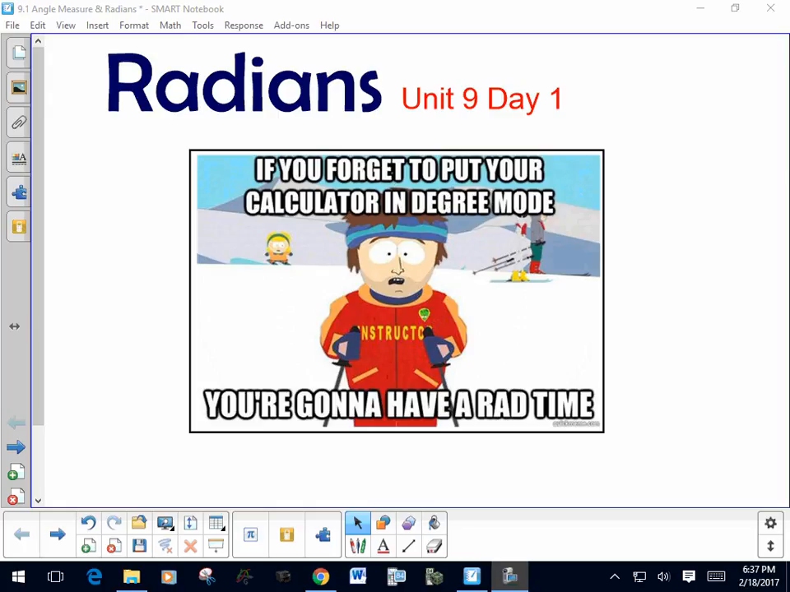We're starting our new unit. We're going to continue to work with trigonometry this unit and next unit as well. So first of all, as we get more into our trig, we need to talk about radians. So that's the focus of our lesson today.